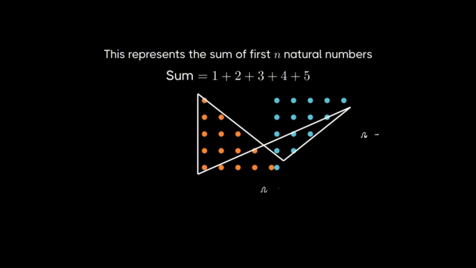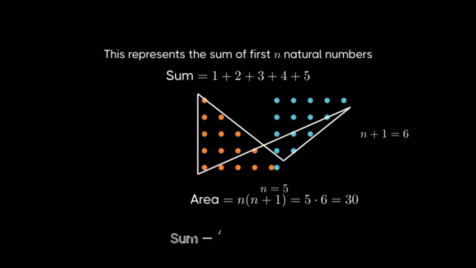Looking at the dimensions of our rectangle, the width is 5, which equals our value of n, and the height is 6, which equals n plus 1. This is because each column contains dots from both triangles that add up to n plus 1. The area of this rectangle can be calculated by multiplying its width by its height. That gives us n times (n plus 1), which in our example is 5 times 6, equaling 30 dots total.